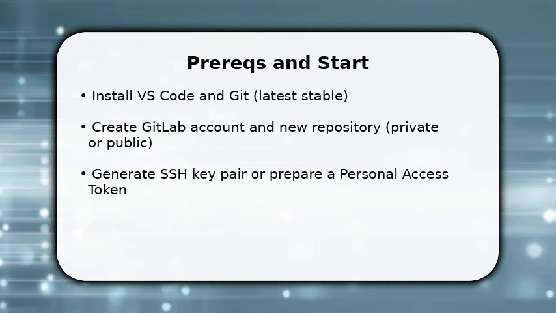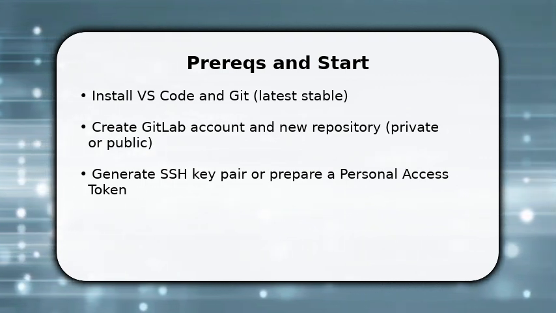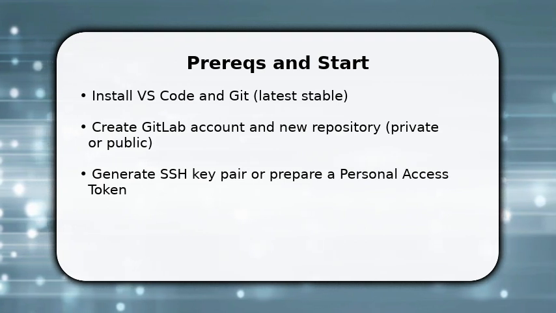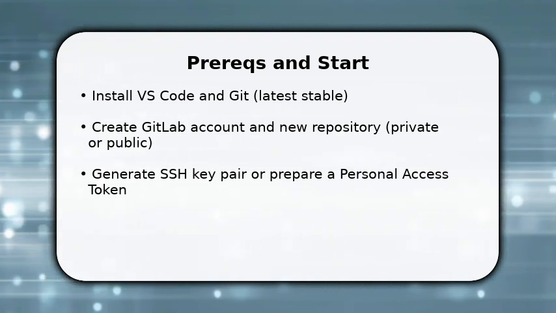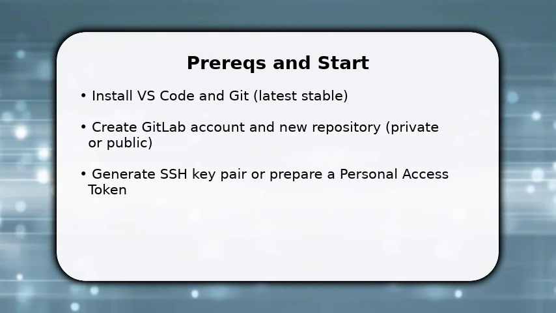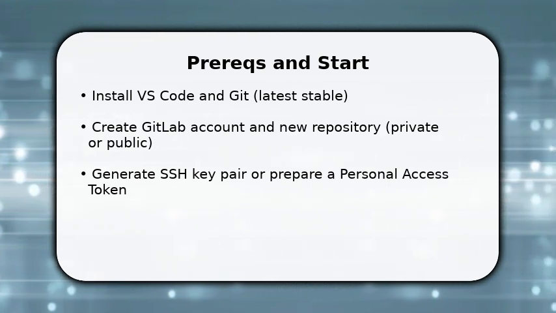Open your project folder in VS Code, then open the integrated terminal so you can run Git in it. Set user.name and user.email, and prepare your first commit. Now configure VS Code to talk to GitLab.